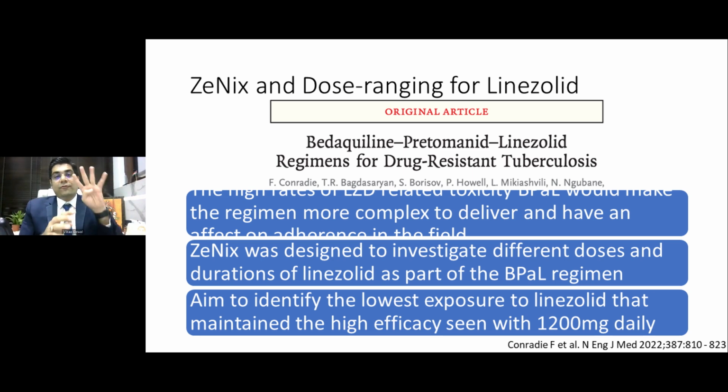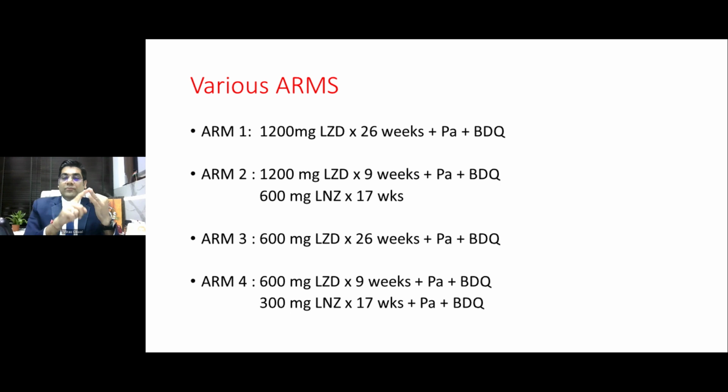Various arms. There were 4 arms in the ZeNix trial, arm 1, arm 2, arm 3, arm 4. Arm 1 used 1200 milligrams of linezolid for 26 weeks, with pretomanid and bedaquiline. In arm 2, they used 1200 milligrams of linezolid for 9 weeks, and then reduced the dose to 600 milligrams for 17 weeks, with pretomanid and bedaquiline still the same. Arm 3 had 600 milligrams of linezolid for 26 weeks, along with pretomanid and bedaquiline. And arm 4 was 600 milligrams linezolid for 9 weeks and 300 milligrams for 17 weeks. So in arm 3 and arm 4, they used 600 milligrams, and arm 4 was 600 followed by 300 milligrams of linezolid.